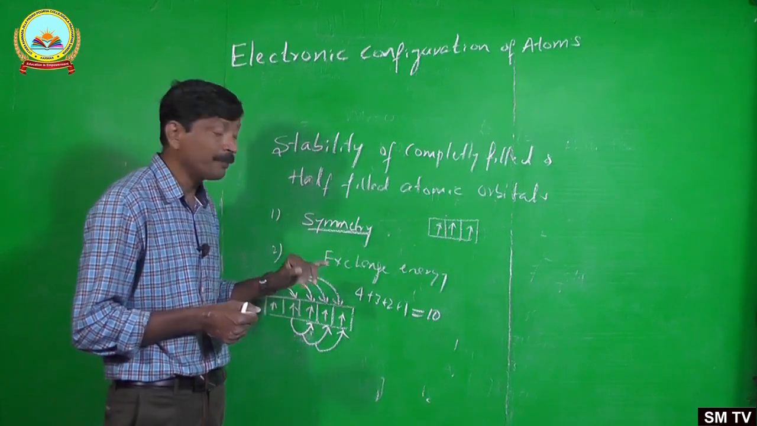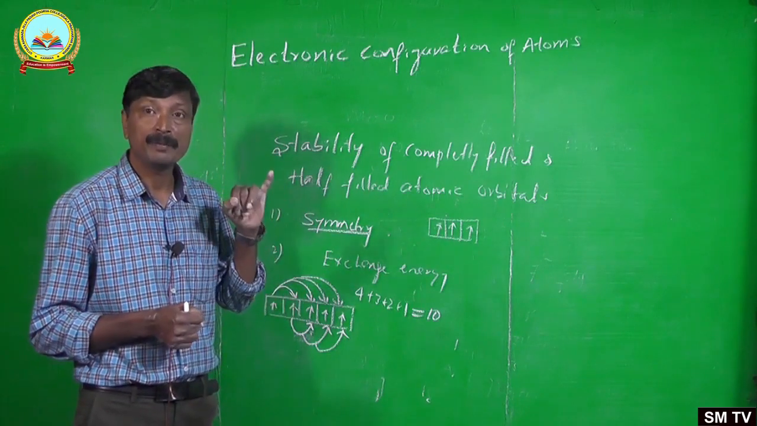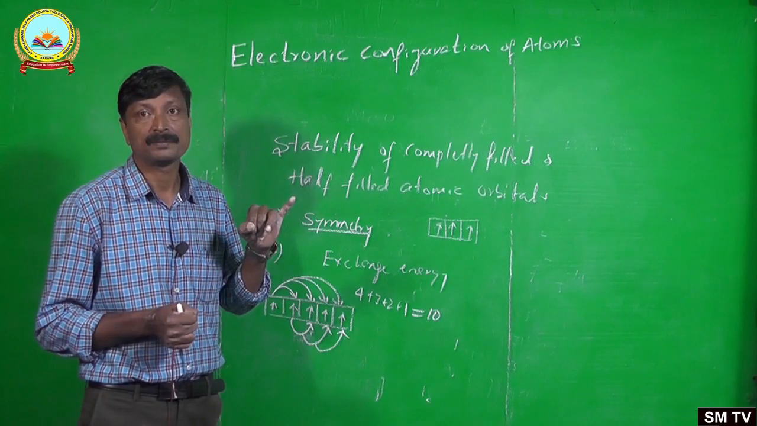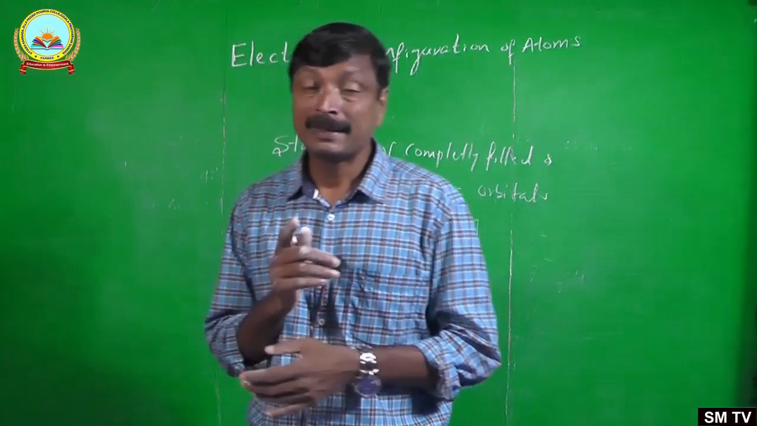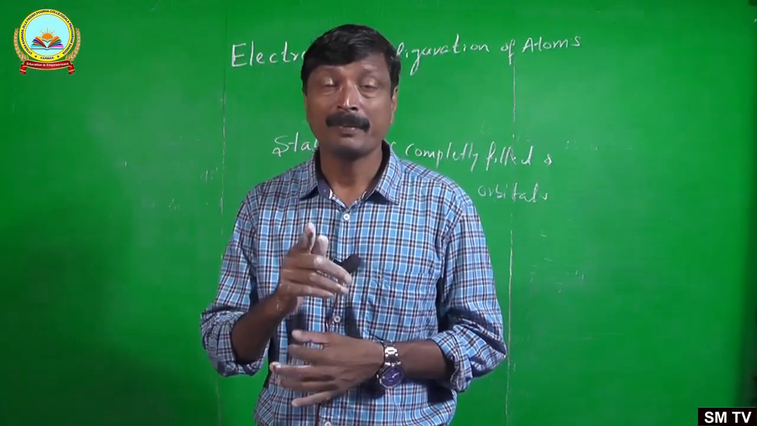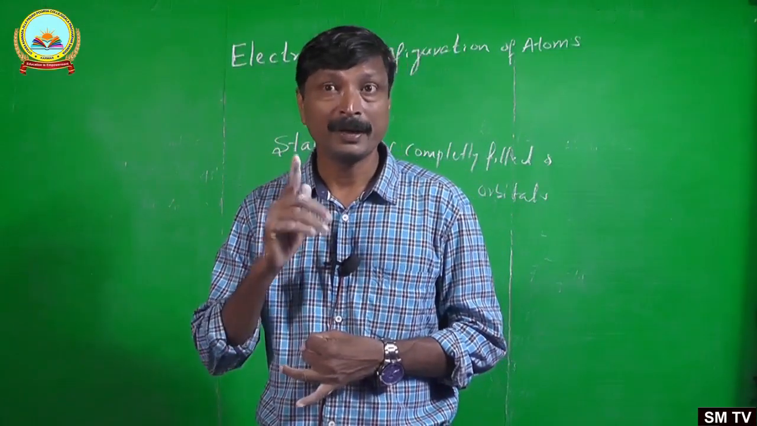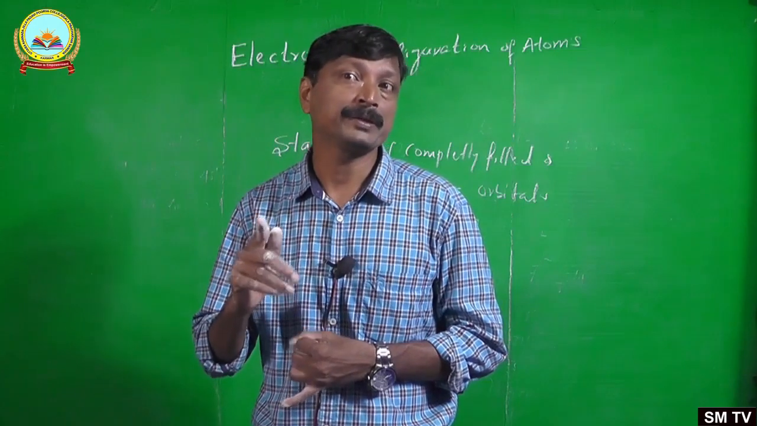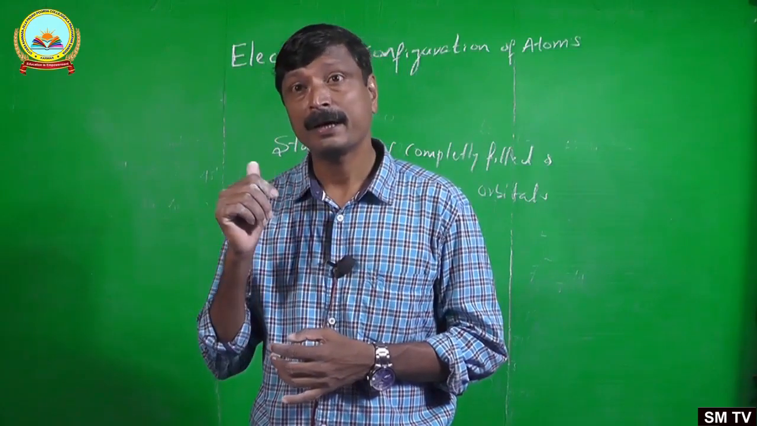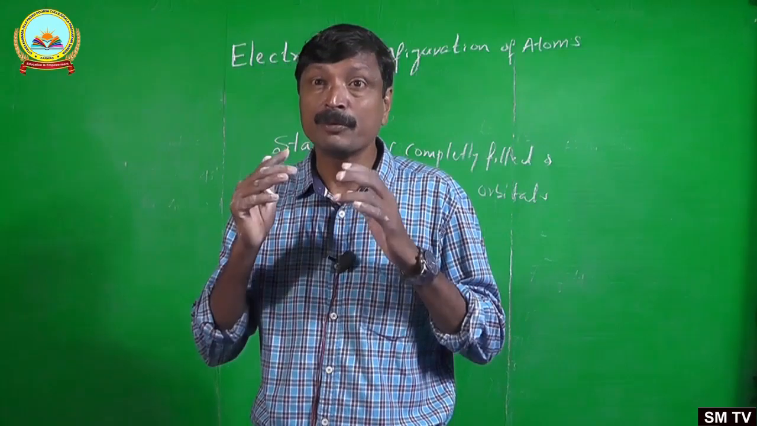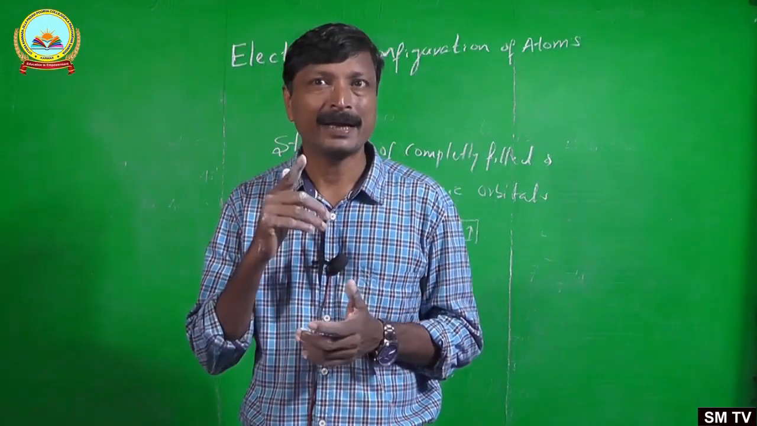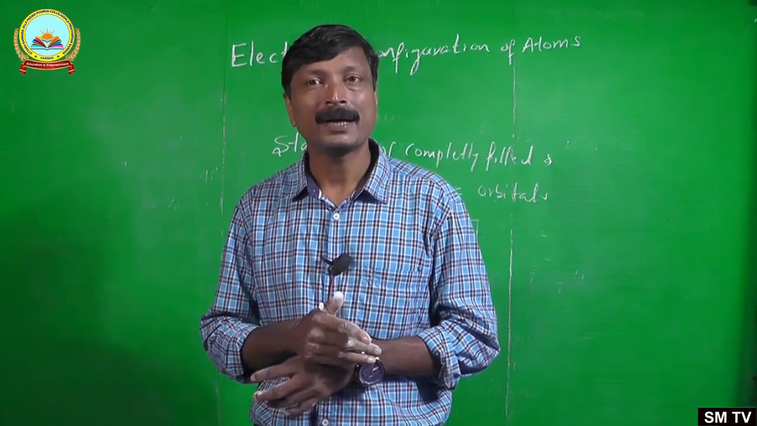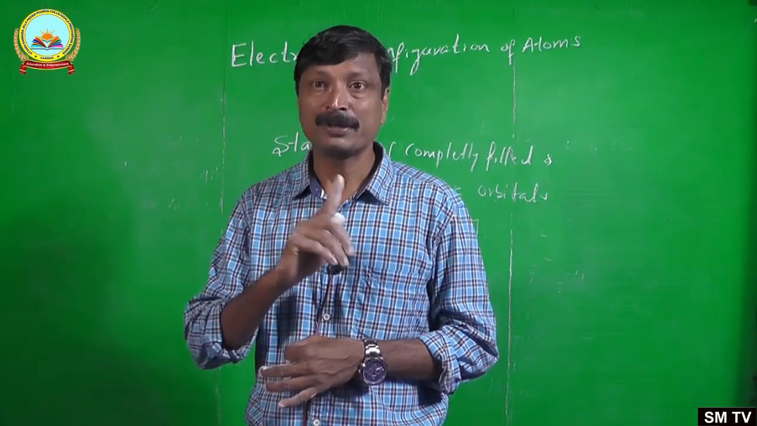These are the reasons for the stability of half-filled and completely filled orbitals. So, what is that? The p3 configuration, p6 configuration, d5 configuration, d10 configuration, f7 configuration and f14 configuration are more stable than other electronic configurations. One reason is that they have symmetry. The second one is they can exchange their position.